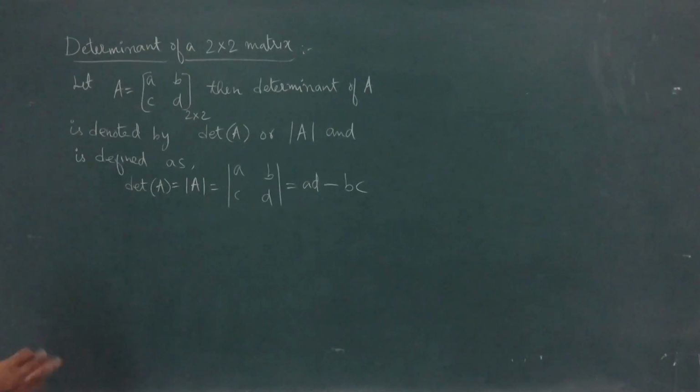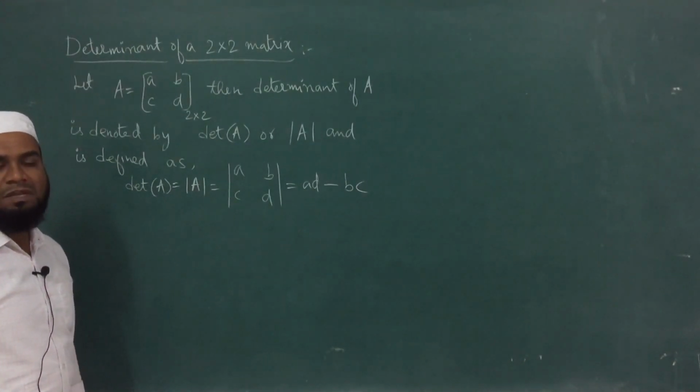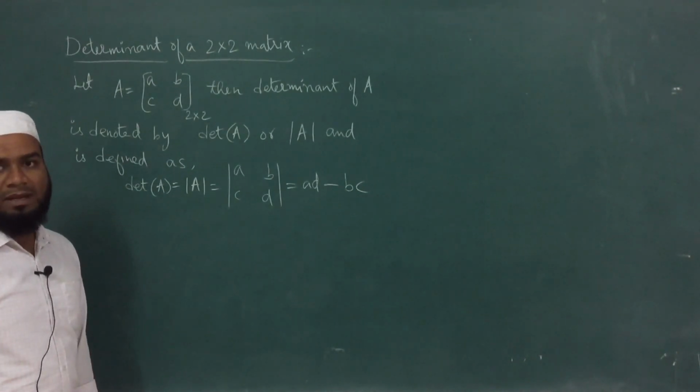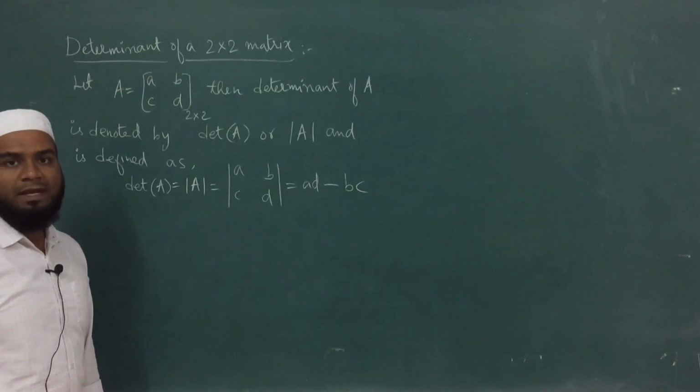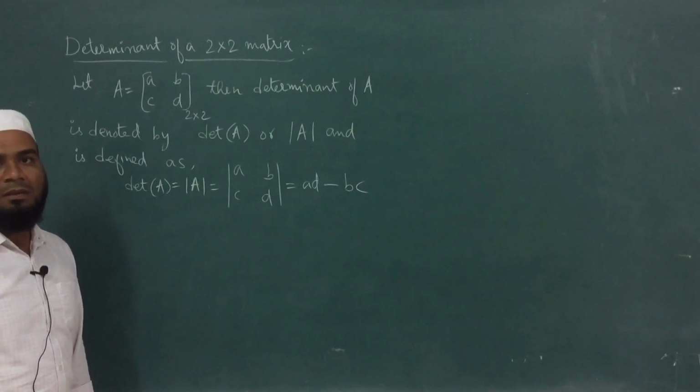Then how to define the determinant of a 3 by 3 matrix? For defining the determinant of a 3 by 3 matrix, we need to know what is the meaning of minor of a 3 by 3 matrix and what is the meaning of cofactor of a 3 by 3 matrix. Then we will be able to define the determinant of a 3 by 3 matrix.